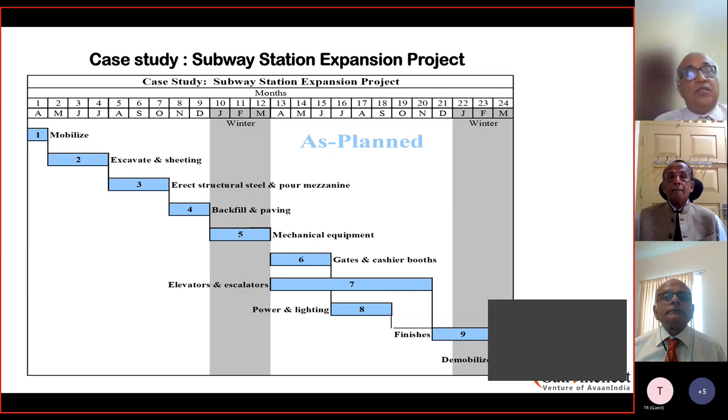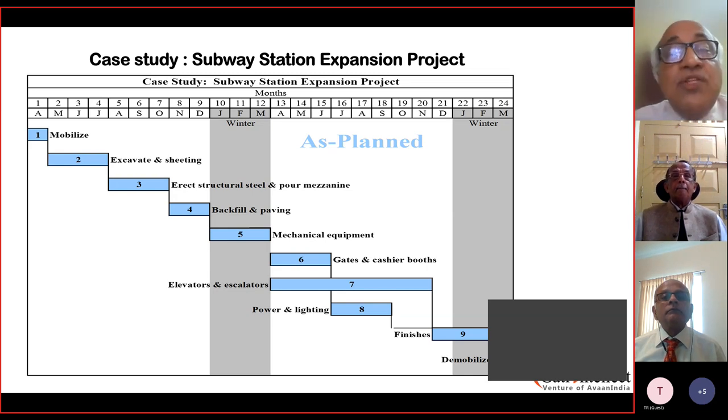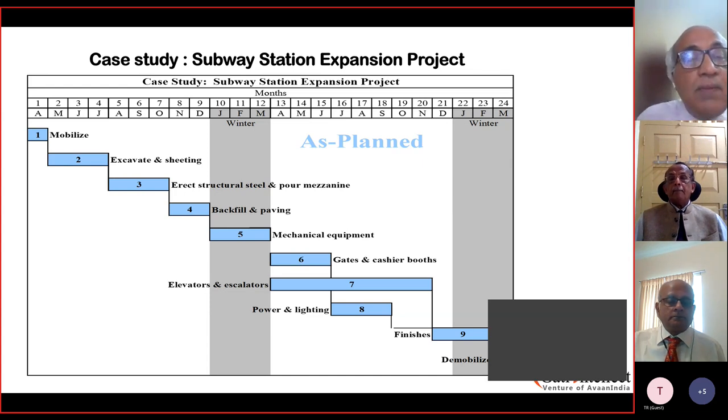So this kind of gives the total picture. If you see the thing on the top, you have the 1, 2, 3, 4, 24 months, starting from April, May, June to the March of the third year. There are obviously time frames mentioned, saying winter, because each activity would have an impact based on the weather and other things. All this is highlighted in the basic activity planning chart. So this is the planning as planned.